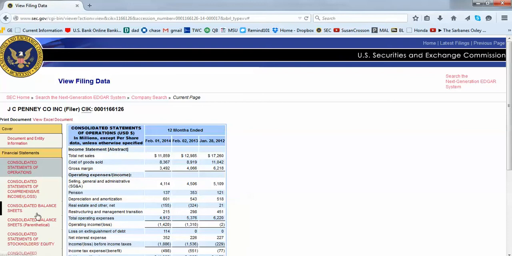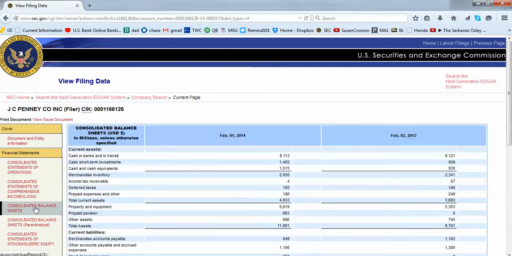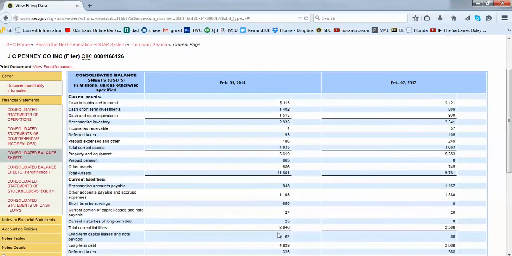The other statement you're going to be using is the balance sheet, the consolidated balance sheet, and there will be numbers on the balance sheet that you will be using. These will include total current assets. You will also be using current liabilities. You'll find that there. And you'll use current assets and current liabilities to calculate the current ratio.